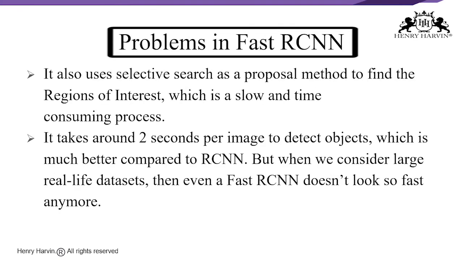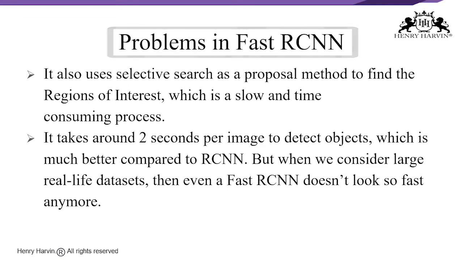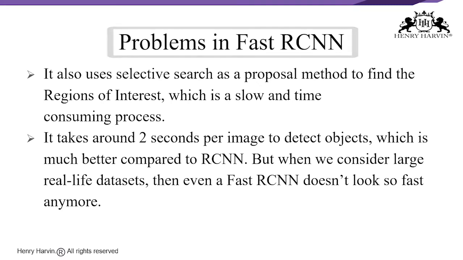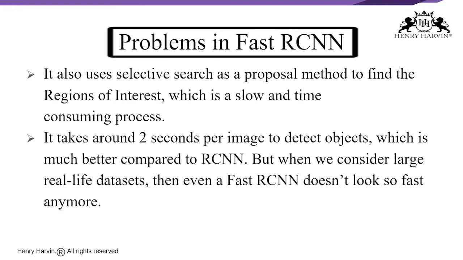So are there any problems in Fast RCNN? Yes, even Fast RCNN has certain problem areas. It also uses selective search as a proposal method to find the regions of interest, which is basically a slow and time-consuming process. It takes around 2 seconds per image to detect objects, which compared to RCNN is better. But when we consider large real-life data sets, this Fast RCNN doesn't look so fast anymore.